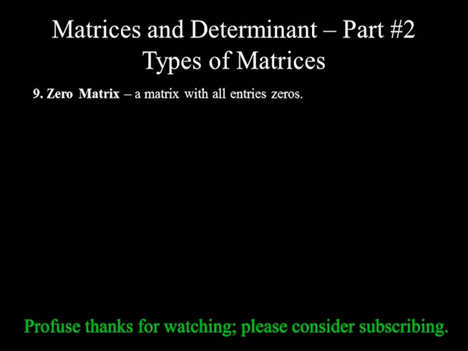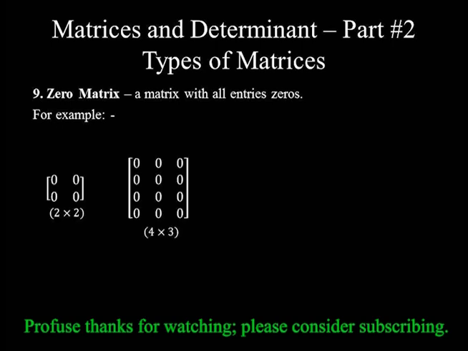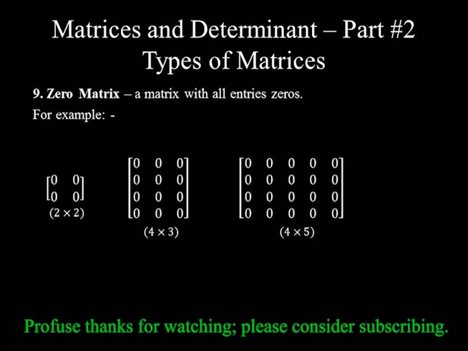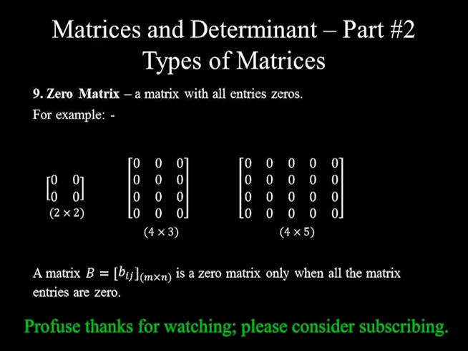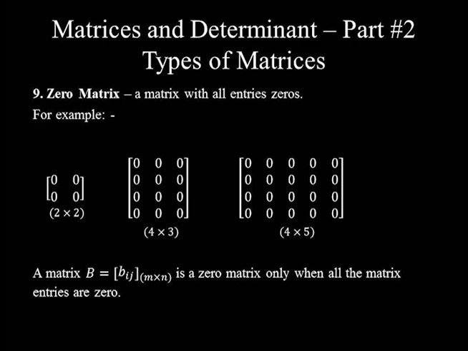It can be a square matrix or rectangular matrix, but the necessary condition is that all the elements have to be zero. These 2 by 2, 4 by 3, and 4 by 5 matrices are examples of zero matrices because all elements of this matrix are zeros. Generally, a matrix B equal to B sub ij of order m by n is a zero matrix only when all elements of the matrix are zeros.